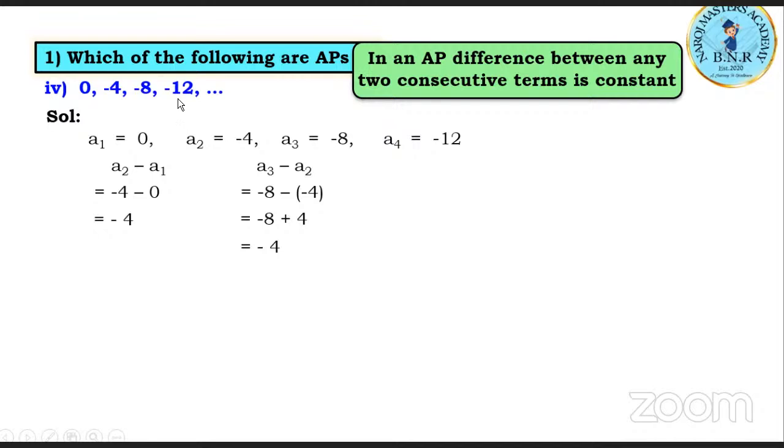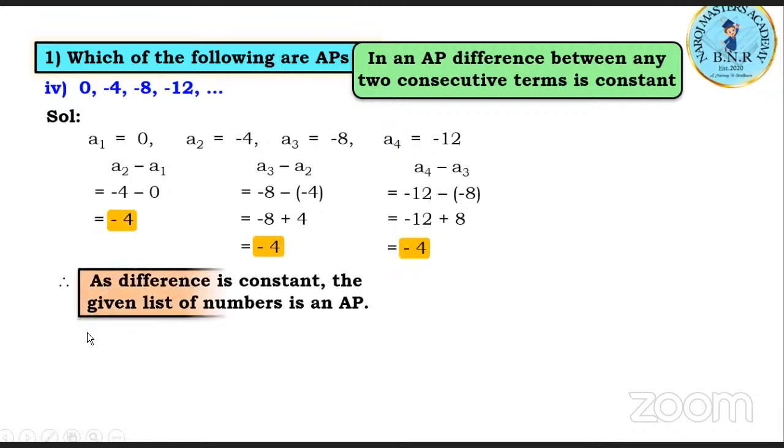What is the A4 value? Minus 12. What is the A3 value? Minus 8. A4 minus A3 is minus 12 minus of minus 8. Minus into minus is plus, so minus 12 plus 8. The answer is minus 4. As the common difference is the same, what can we say about this set of numbers? It is an AP. Excellent answer. As the difference is constant, the given list of numbers is an AP.